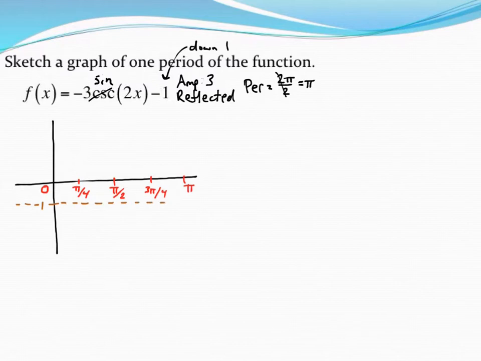These graphs are going to have lots of dashed lines on them, so you may want to use different colors for this. My amplitude then was 3, so from there I'm going to count up 3, so 1, 2, 3, which would put me at 2 at the high end of the graph. And then I'll count down 3 from the midline, so 1, 2, 3, which puts me at -4.